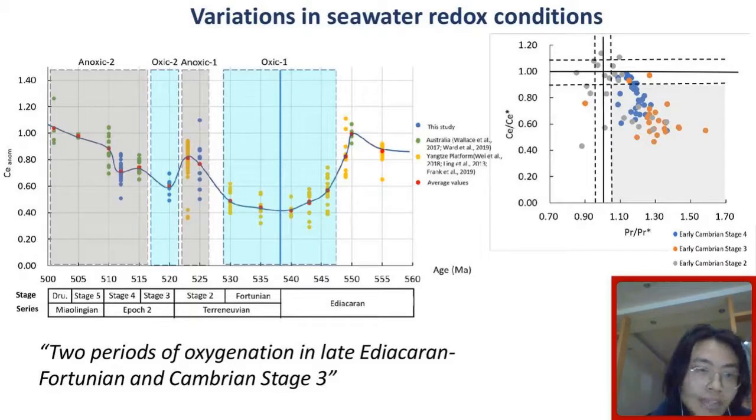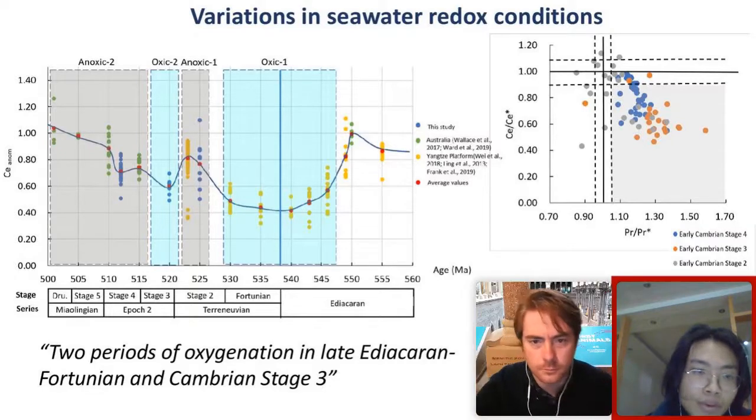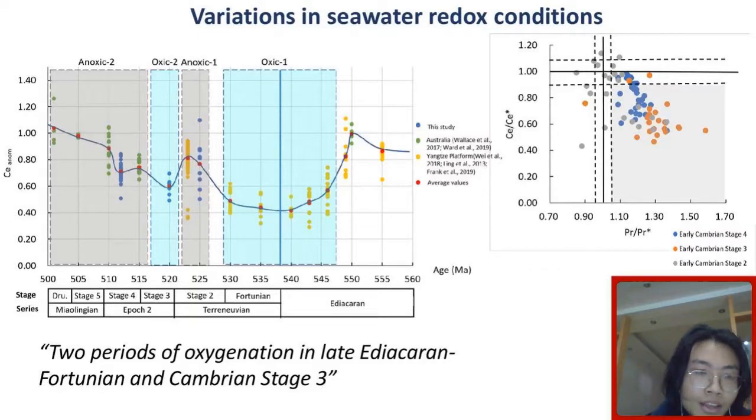So we could see two periods of oxygenation in late Ediacaran to Fortunian and Cambrian stage 3, and the gray boxes are the anoxic environment. The increase of the cerium anomaly shows the decrease of oxygen in seawater.